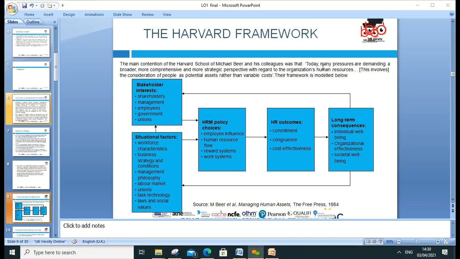What is meant by stakeholders? It means anybody who has any interest in the business is a stakeholder. So we have to manage the interests of the stakeholders. Situational factors, we need to look at the workforce characteristics and business conditions, all of which have to be managed. We have to develop the HR philosophy, the policies and the choices. We need to look at the human resource outcomes, and the long-term consequences for the organization. So that's why HR is quite crucial.